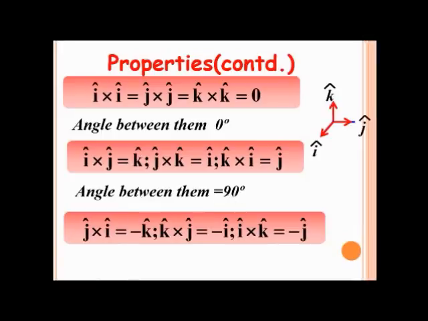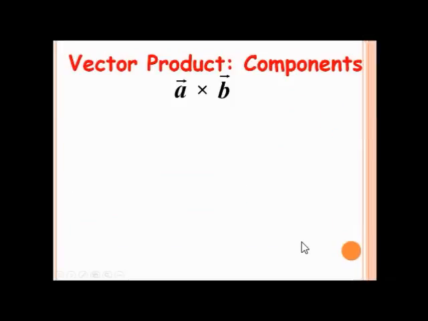Now suppose if you want to reverse the form, then you can guess easily what will happen. Suppose if I say J cross I, then the magnitude will be K, but the direction will be in the other direction as compared to this K. So we can write it as minus K cap. Similarly, K cap into J cap will give minus I cap, and I cap into K cap will give minus J cap. So direction is very important in this case.